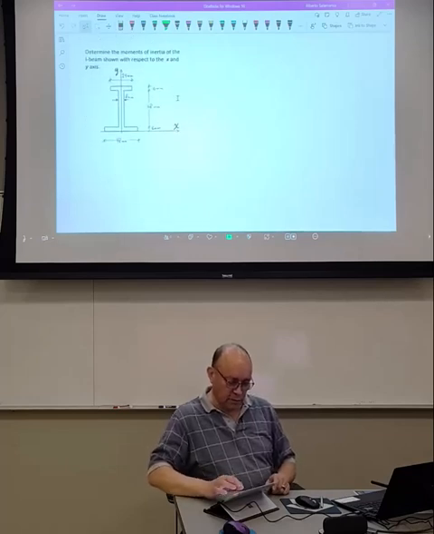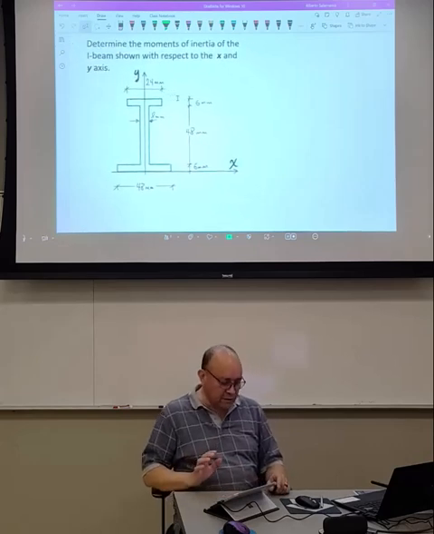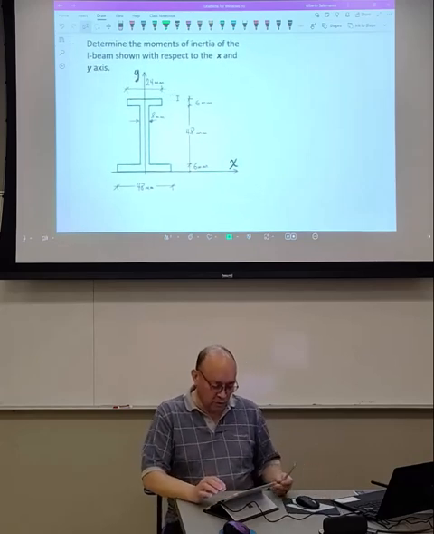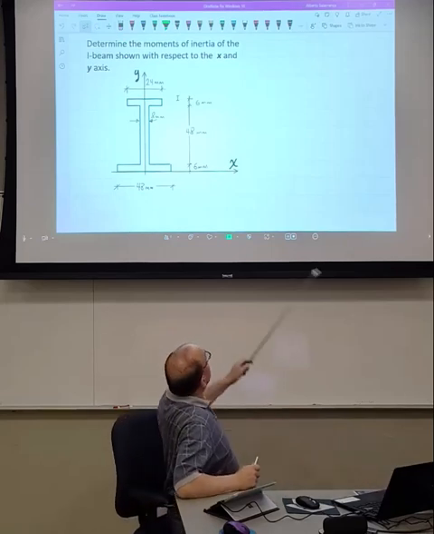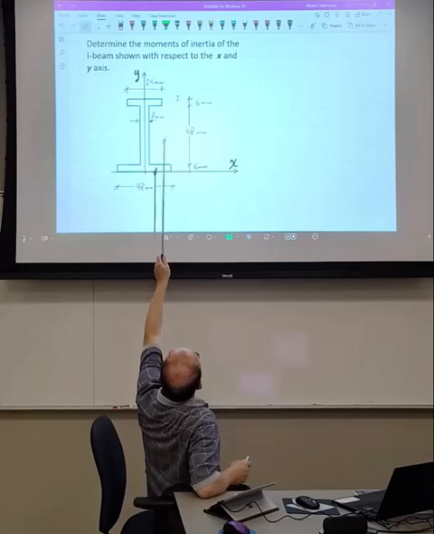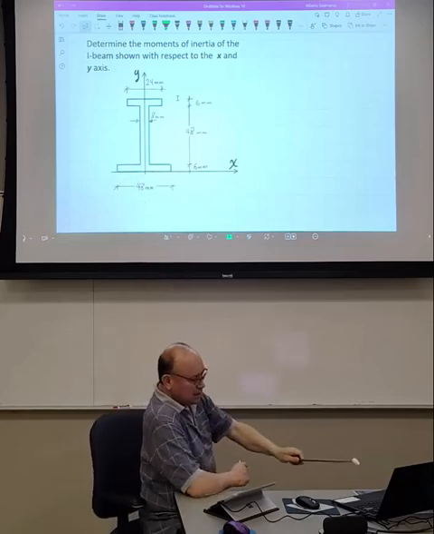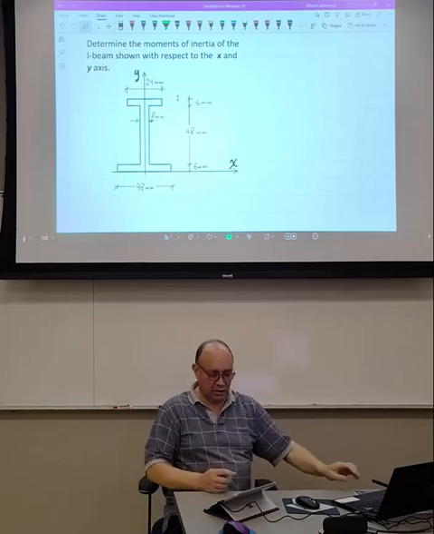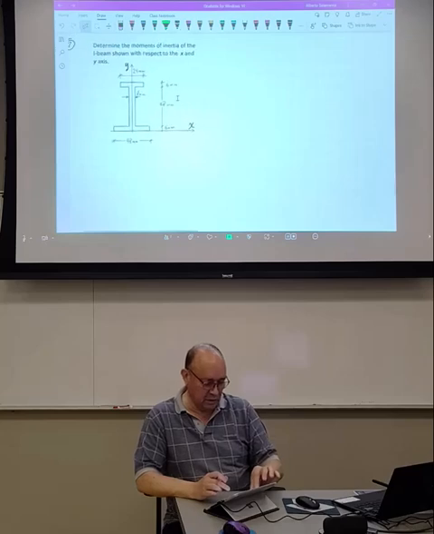This example. How do you do the moment of inertia of this figure with respect to the x-axis? Actually, it says here x and y. Determine the moment of inertia of the I being shown with respect to the x and y axis. Let's start with the x-axis, which is more difficult. The y-axis is so symmetrical, so it's much easier.